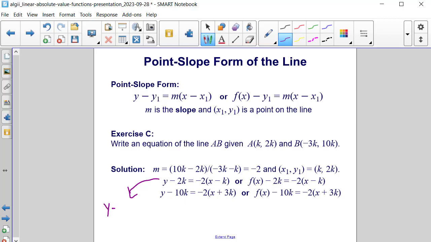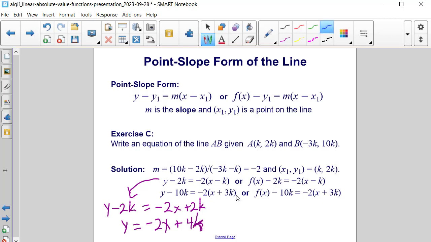So we have y minus 2k still on the left side, which is equal to, if we distribute this -2 through, we'll get -2x plus 2k. And then if we add 2k to both sides, we'll get that y is equal to -2x plus 4k.